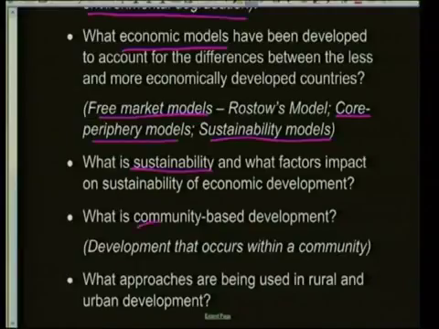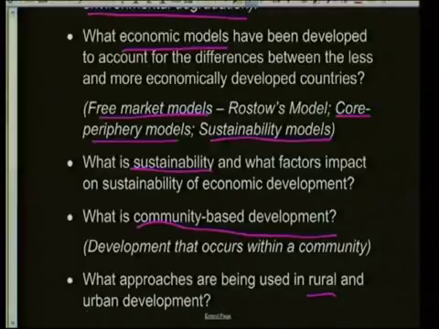And lastly, we're going to look at community-based development. And especially when we look at our community-based development, we're going to focus on rural and urban development within those communities. So quite a big discussion ahead of us today, and let's begin by looking at our important terminology.